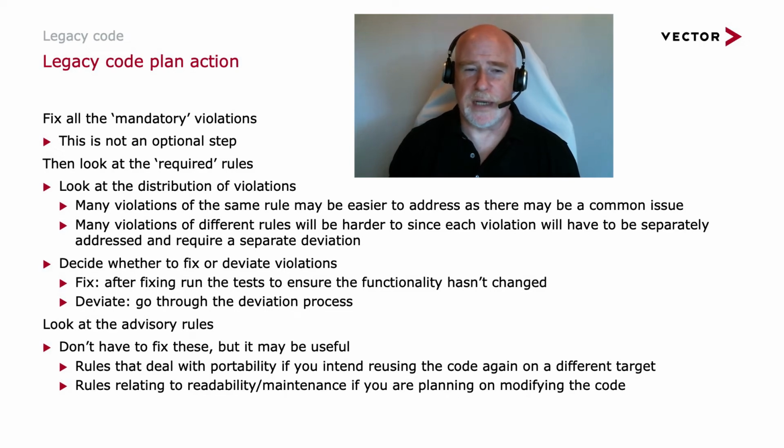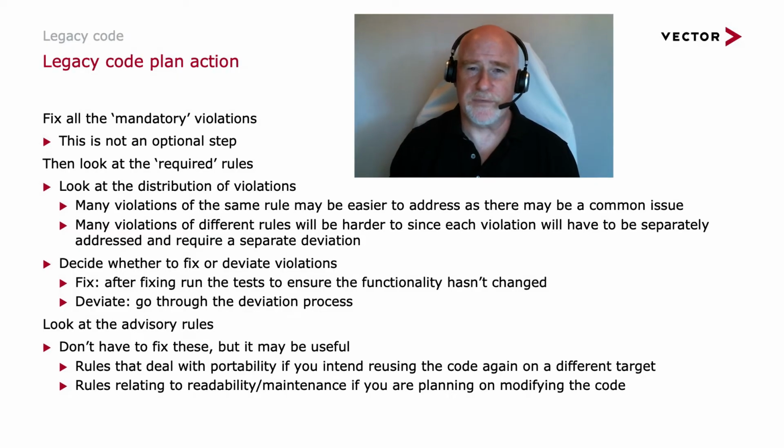And then we can look at the rules that require deviations. And we can look at the distribution of the violations. If we have lots of violations of the same rule, it may be easier to fix these because it may be a common issue, or it may be easier to create a single deviation to fix multiple rules. If we have many violations of different rules, this is going to be a bit harder because each violation will have to be separately looked at and require a separate deviation.